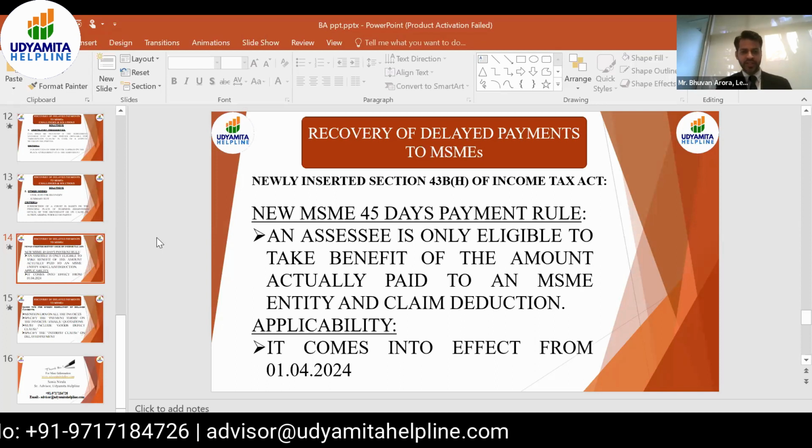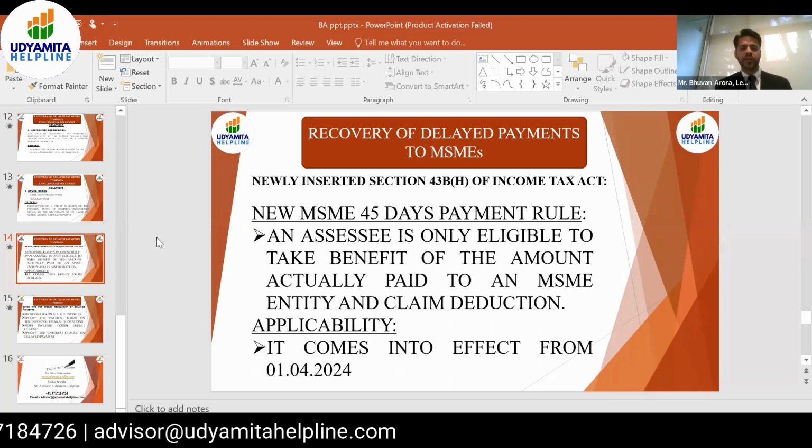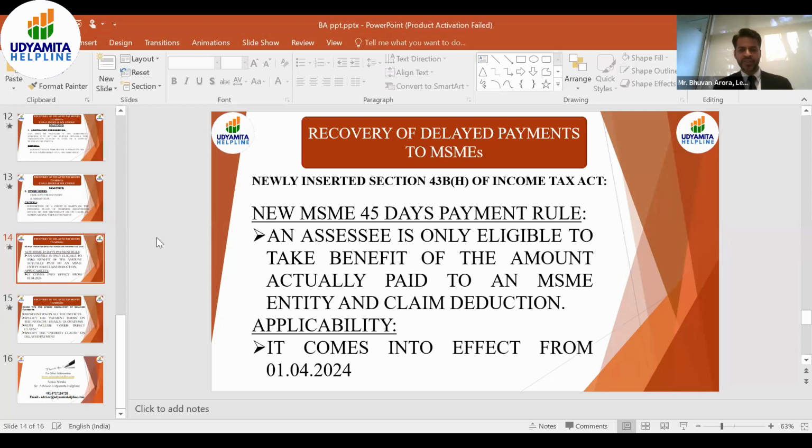So I'll just read the new MSME 45 days payment rule. An SSE is only eligible to take benefit of the amount actually paid to an MSME entity and claim deduction. Earlier, what used to happen? We used to deduct the expenses based on accrual, that I have purchased this material, so it is deemed that I'll be making some payment. So on the basis of the accrual method, I used to deduct the said expenses from my income and pay income tax. But now the government has said, no. Whenever you make payment, in that year, you will be eligible to claim deduction, not before that.